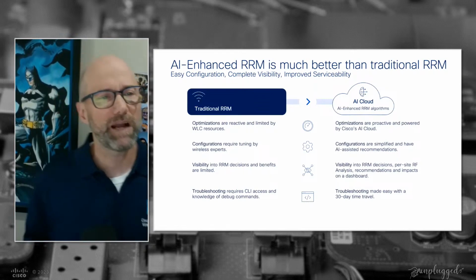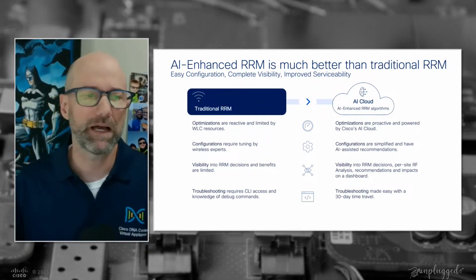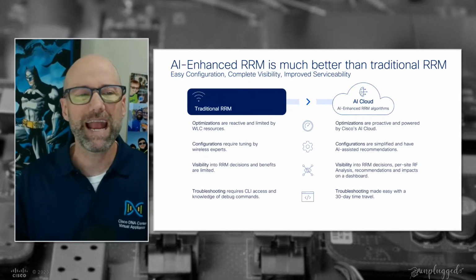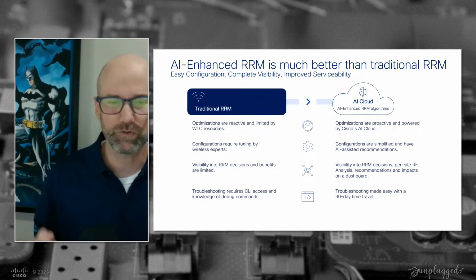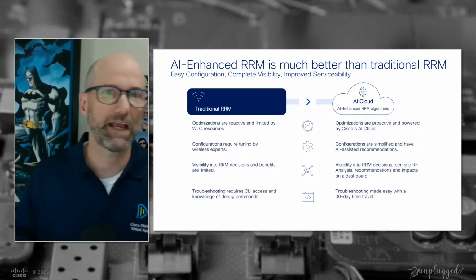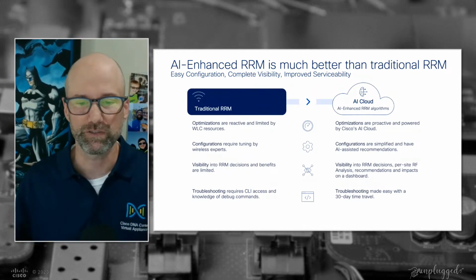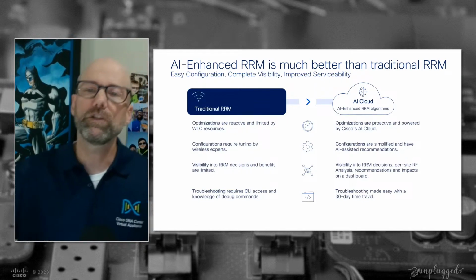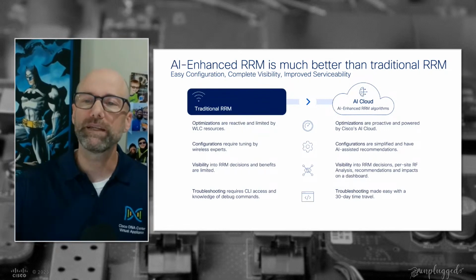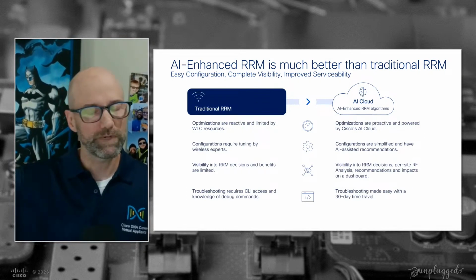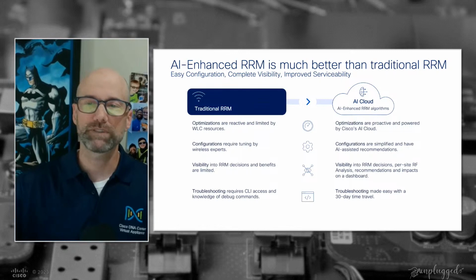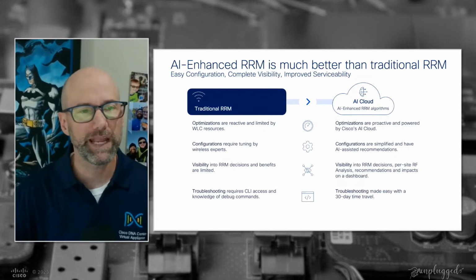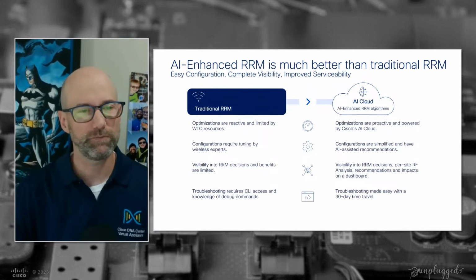So if we talk about traditional RRM versus the AI cloud RRM, our optimizations and the changes we make are very reactive and somewhat limited by the resources inside of the WLC. The WLC doesn't have a ton of compute, doesn't have a ton of storage. We can't leverage those things. But when we include AI cloud, then we can use the compute and resources in the cloud to provide us with some optimizations, and use that AI power to comb through the data and find the best results we can.